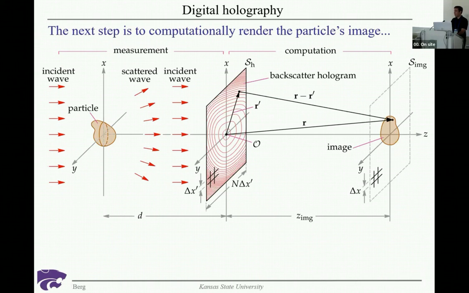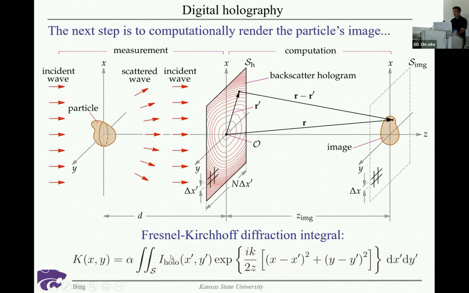So how do we get an image of the particle from that interference pattern? The idea is basically diffraction. If you look at this diagram here, on the left side, we've got the measurement configuration and incident wave coming in, illuminating a particle, scattered and incident light interfering on our sensor. Then we evaluate the Fresnel diffraction integral of this interference pattern recorded on the sensor, and that's basically simulating the diffraction process to form an image of the particle in this image plane over here.